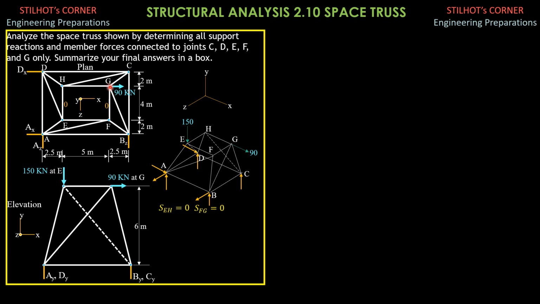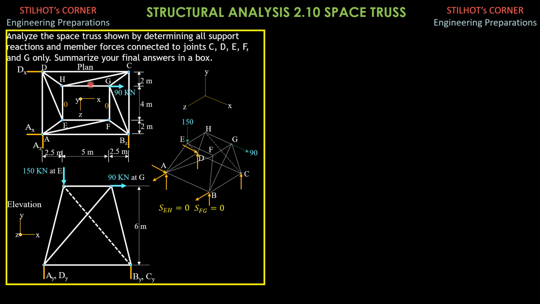Then we begin at joint G. We cannot solve any of the reaction components here, so we will compute member forces first, then the component reactions last. We begin at G because FG is 0 and the 90 kilonewton load is collinear with HG, and remember that GC and BG are on the same plane.